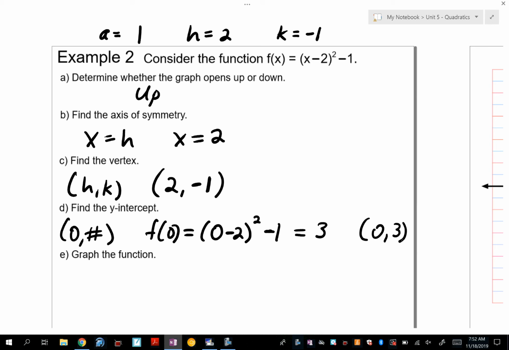-2 times 2? No, I did 0 minus 2, which is -2. -2 squared would be -2 times -2, which is +4. And then 4 minus 1 is 3. All right, now let's graph it.